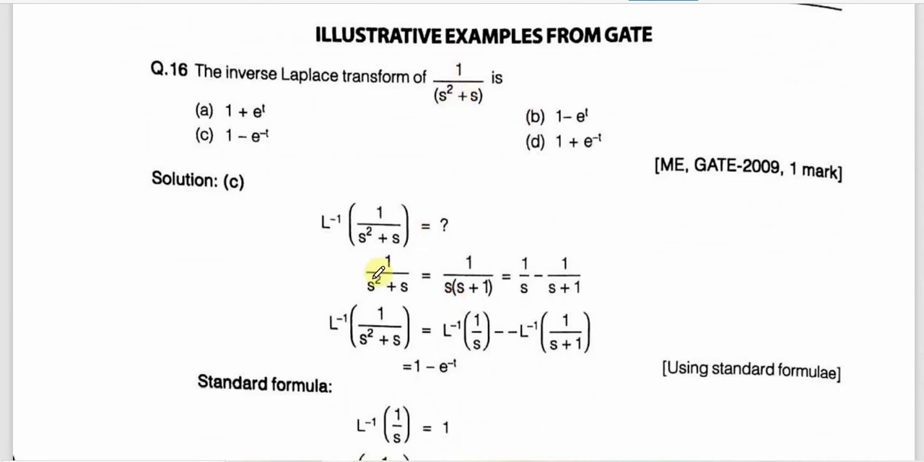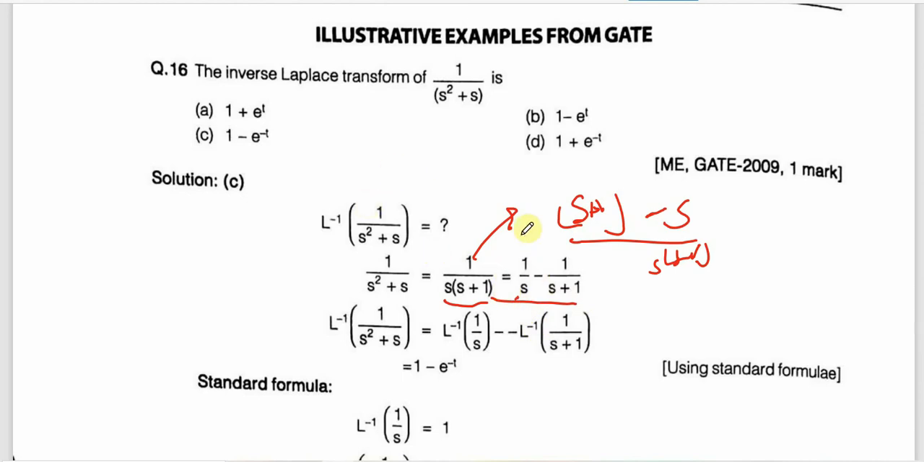s square plus s means we can take s common, and what can we write is s plus 1 minus s, because s will be cancelled, upon s into s plus 1. After separating we will get 1 upon s minus 1 upon s plus 1. And for the Laplace inverse, we know the linearity principle. We can find the Laplace inverse of this and the Laplace inverse of this. So the Laplace inverse of 1 upon s is 1, and the Laplace inverse of 1 upon s plus 1 is e to the power minus t.